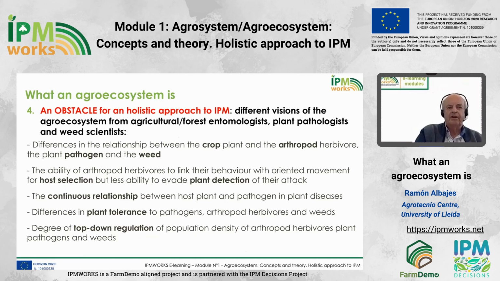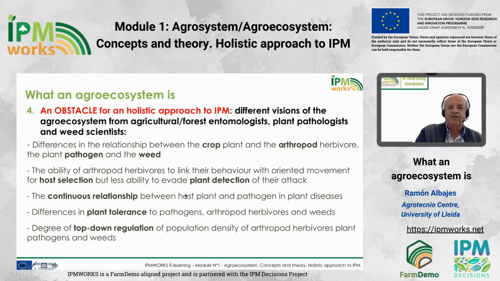A first obstacle for a holistic approach to IPM is that entomologists, plant pathologists, and weed scientists have different visions of the agroecosystem. Some differences come from the relationships between the crop plant and the arthropod herbivore, the plant pathogen, and the weeds. Arthropod herbivores can link their behavior with oriented movement for host selection, but have less ability to evade plant detection of their attack.